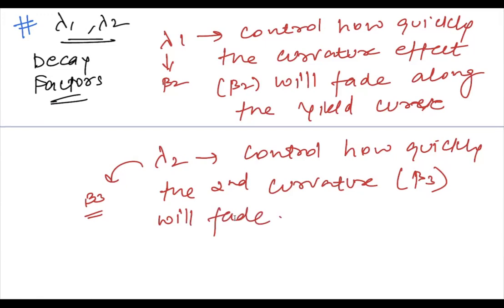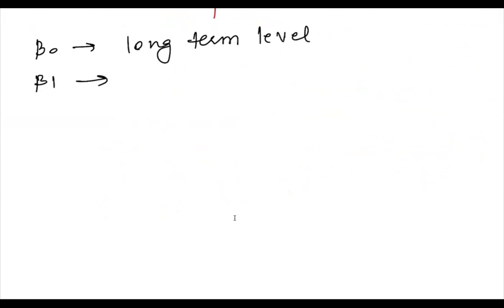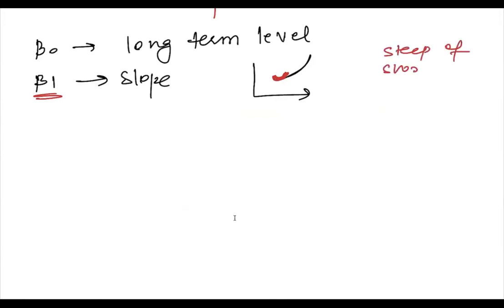So I hope you understand, and let me summarize this. Beta naught is the long term level of the yield curve. Then we have beta 1, which is the slope of the yield curve. If this is how the slope looks, then the starting part, how steep it should be, is defined by beta 1, the steepness of short term maturity.